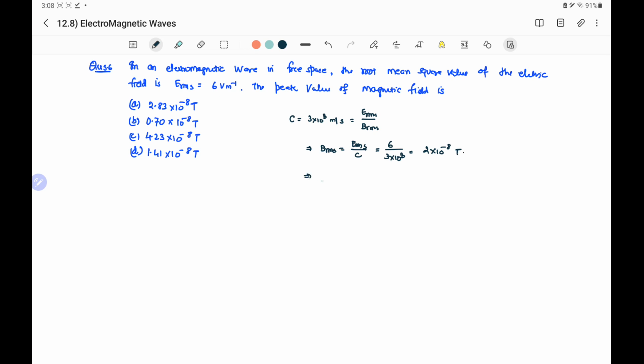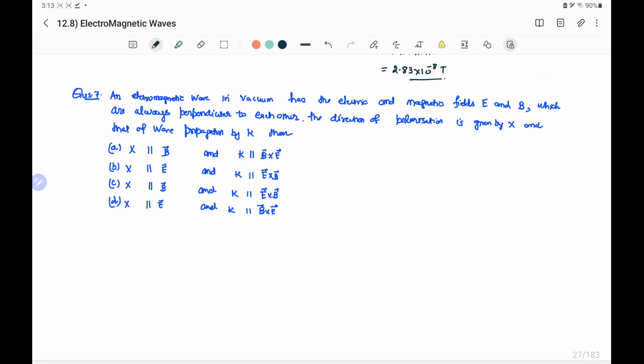Now to find the peak value, that is B0, it will be root 2 times the RMS value, which we have already discussed. We have to remember this thing. It will be equal to root 2 into 10 to the power minus 8, and it is equal to 1.414 into 2 into 10 to the power minus 8. On simplifying, it will be approximately 2.83 into 10 to the power minus 8 Tesla. Option A is the correct option.